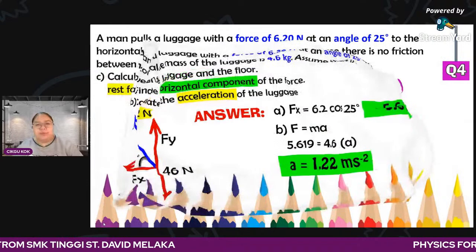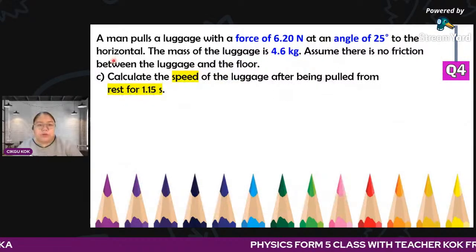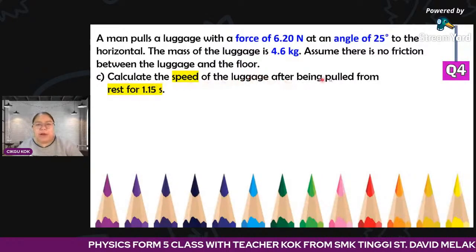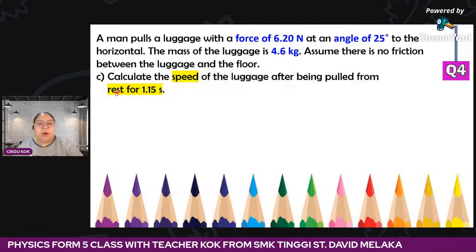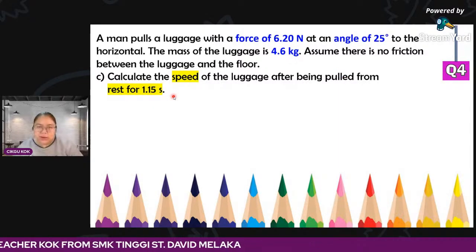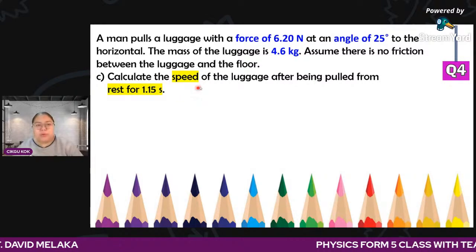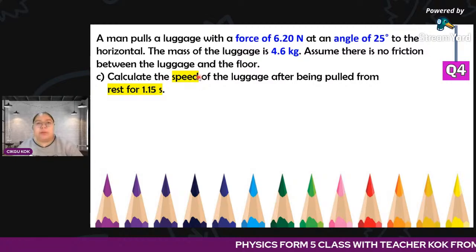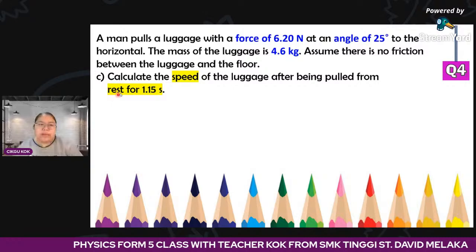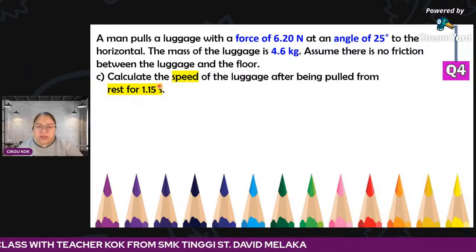Okay, C. Same question now is C. Now they assume no friction, so we just ignore the friction. So calculate the speed of the luggage after being pulled from rest for 1.15 second. Okay, so from here we need to know the information. The question wants to find speed. Okay, speed means the final velocity. When starting is how? When starting is at rest. The time taken is 1.15 second.